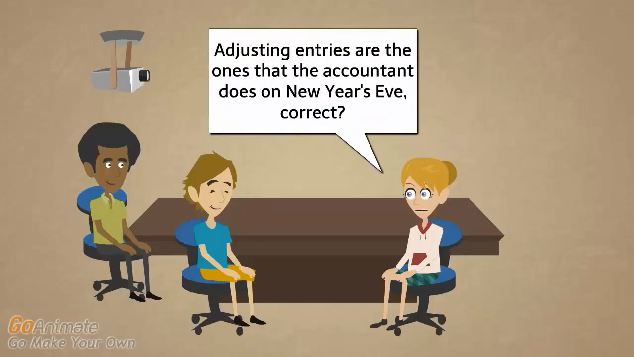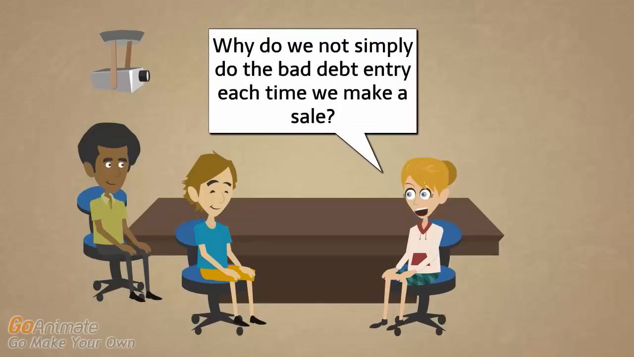Adjusting entries are the ones that the accountant does on New Year's Eve, correct? Why do we not simply do the bad debt entry each time we make a sale?